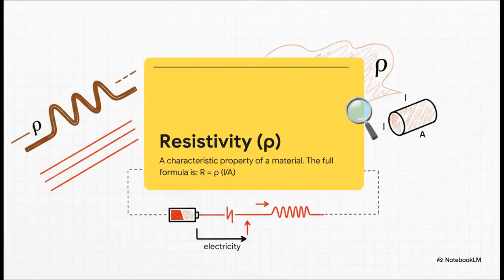And finally, there's the material itself. This intrinsic property is called resistivity, and we use the Greek letter rho to represent it. It's what makes copper naturally less resistive than iron. This allows us to tie everything together in one master formula. Resistance equals resistivity times length, all divided by area. R equals rho L over A.